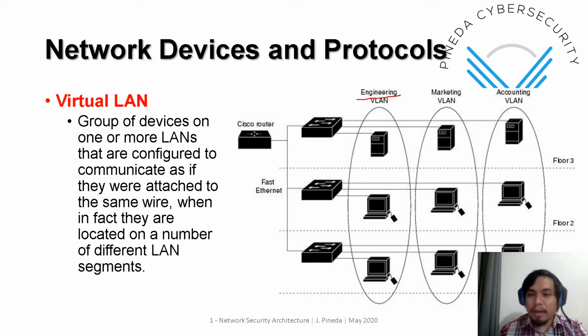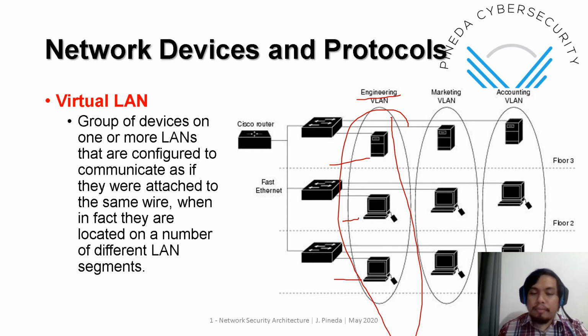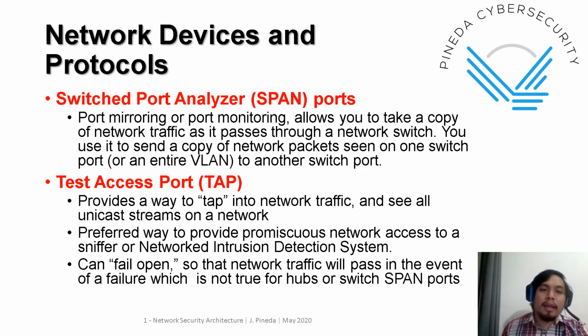Like for example, here we have engineering, which is visible on all floors, first floor, second floor, and third floor. But they are able to group them in one VLAN. Same with marketing, same with accounting. I'm not promoting Cisco router. This is a sample topology.